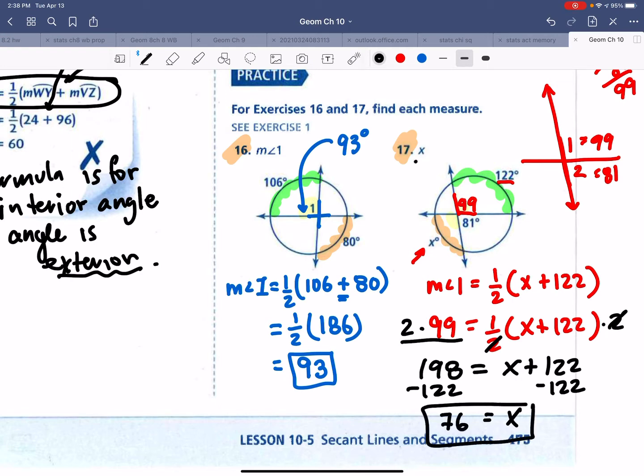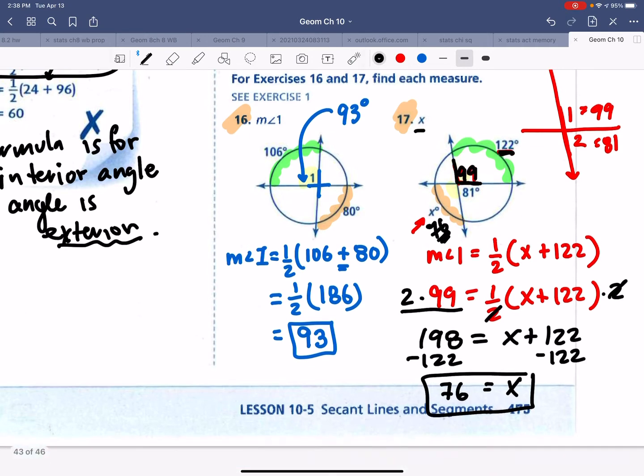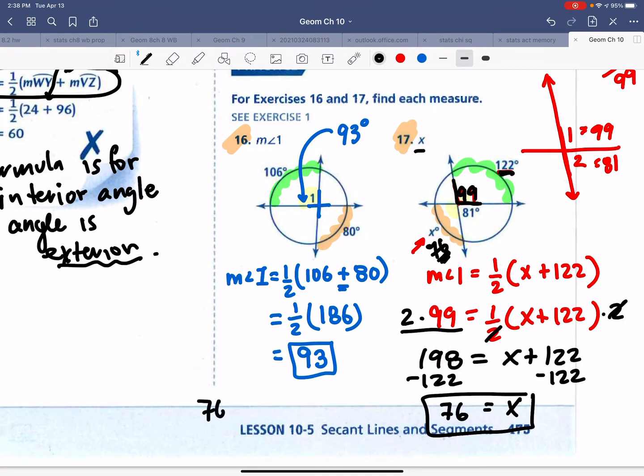And that's all they wanted, 76. I was looking for a number that was lower than 99, because when you average 76 and 122, when you add them together and divide by 2, you should get 99. And you could double check your answer just to be sure. Yep, you get 198 divided by 2. And you get 99. So you know you got it right.